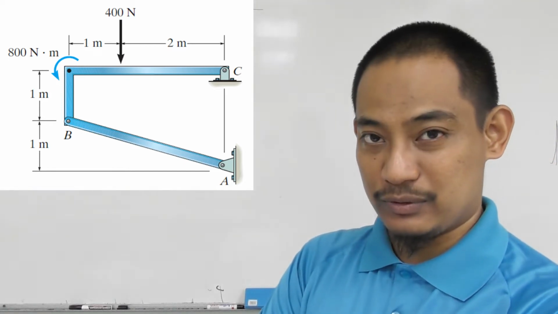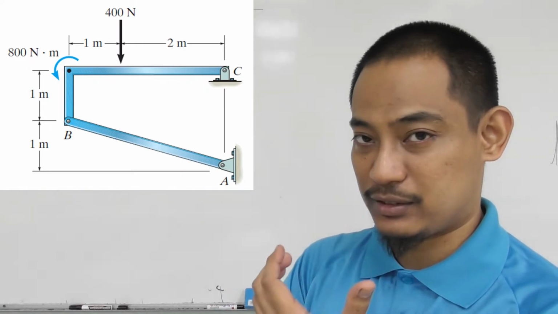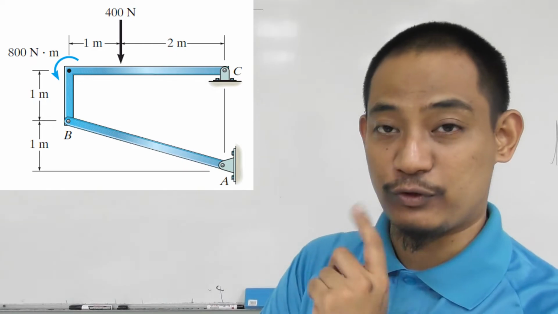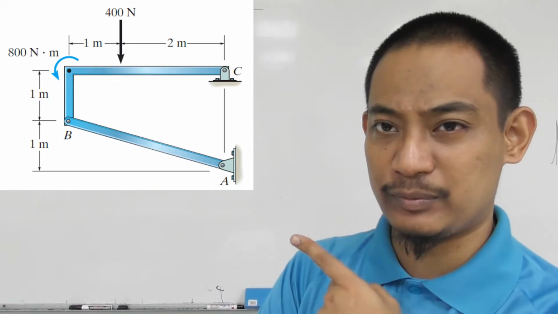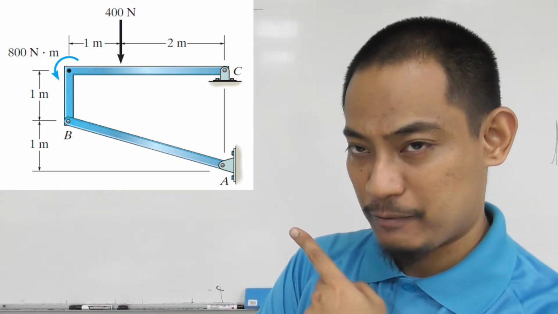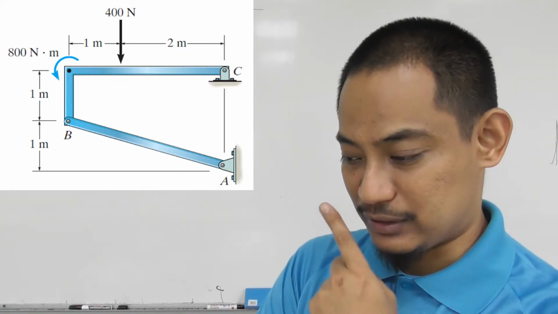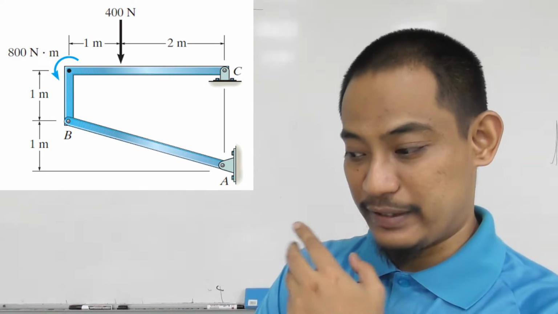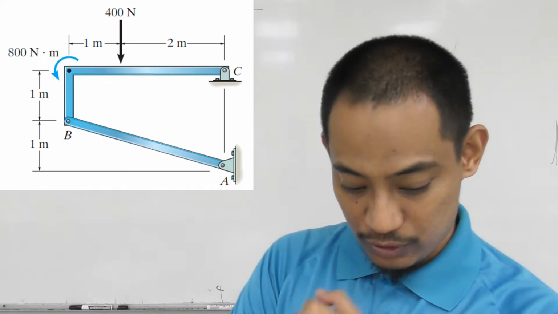So what's the question? Do you remember the question that you should ask before you draw? Number one, is there any two force member? Is there any two force member you can see? You should be able to tell by now, right? You can see that member AB is a two force member. Alright, with that we can start to draw our free body diagram.